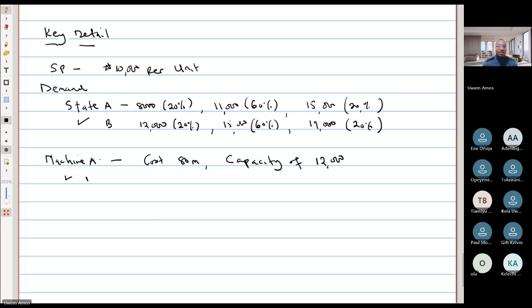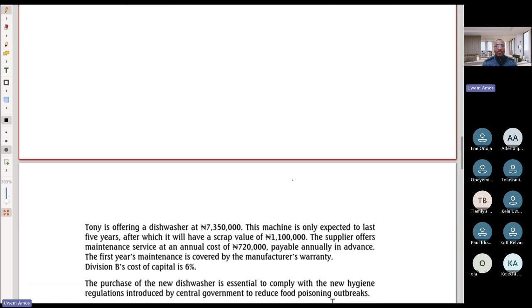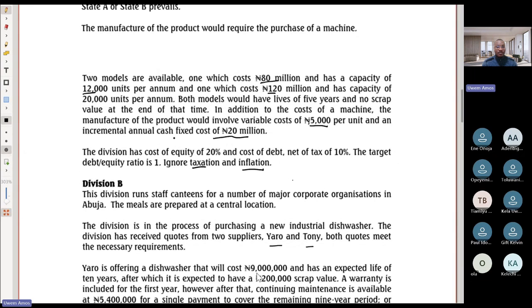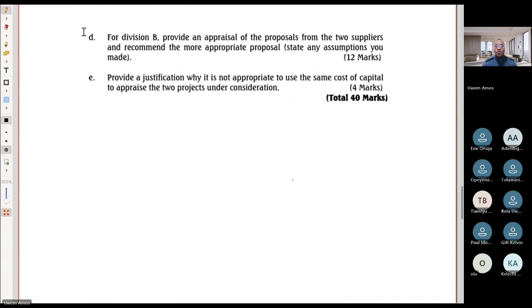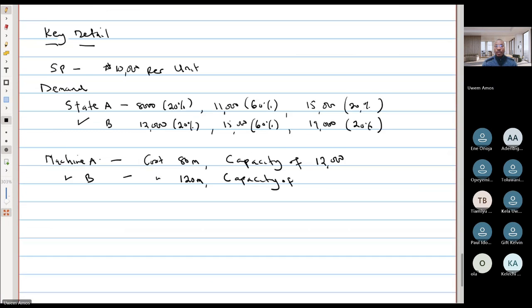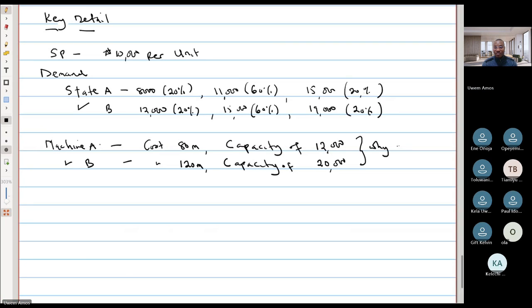Machine B would cost 120 million and it has a capacity of, sorry, I missed that. Let me quickly confirm what that is in the question again. Machine B has a capacity of 20,000 units. Okay, so it has a capacity of 20,000 units. Our question is, which of these two machines do we buy? Or which do we invest in? That's our question.